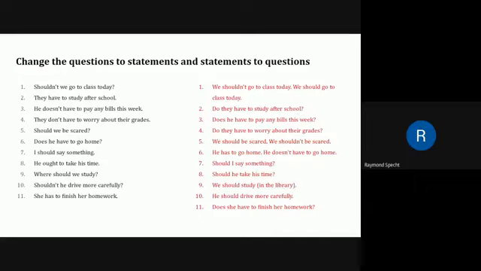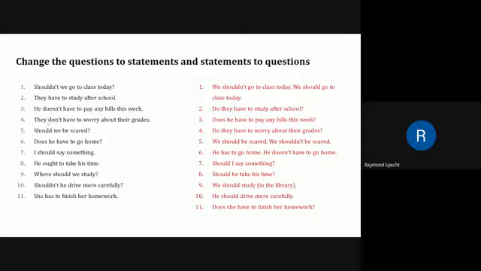He doesn't have to pay any bills this week. Does he have to pay any bills this week? Don't forget with does and do, right? We need to check our subjects, the subjects they go with, so we decide which one is the correct one.